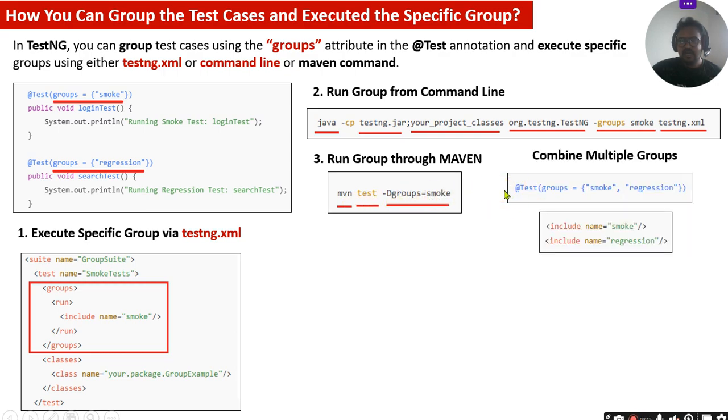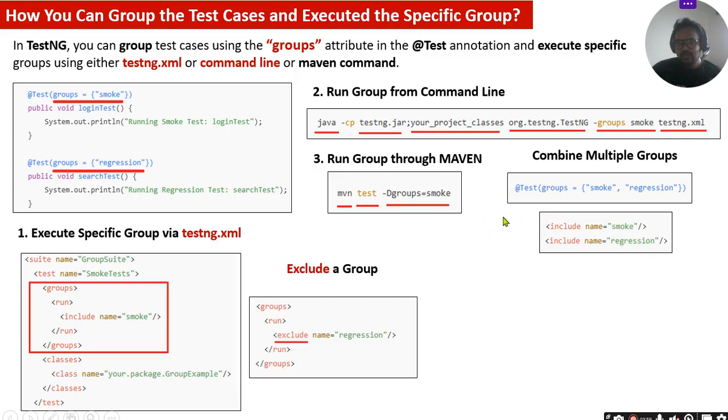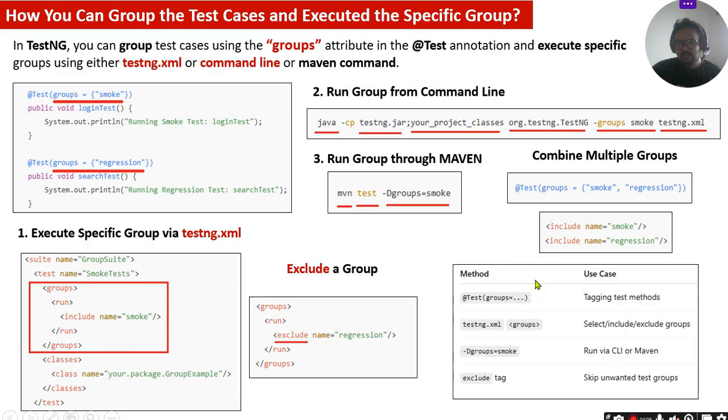Then how can you combine multiple groups? As I told you, you just write groups in curly brackets: smoke, comma, regression. And to include both in the XML, you need to add two lines, include name smoke and include name regression. How can you exclude a group? Exclude name equals regression will get excluded, and only the smoke-related test cases will run. So these are the few things you need to remember when you answer this question.